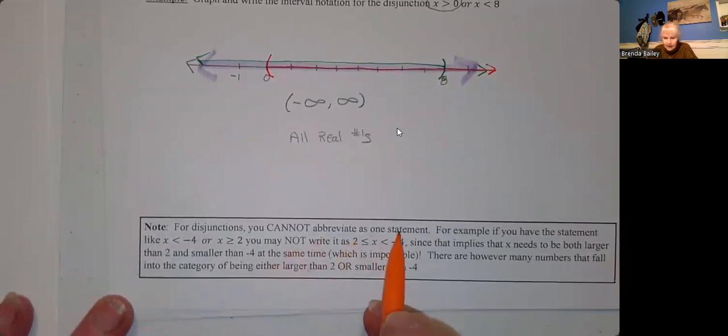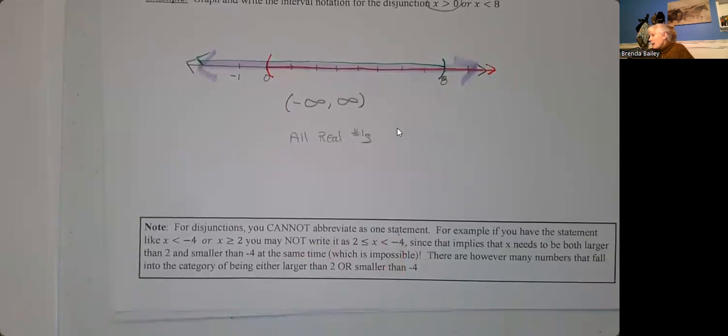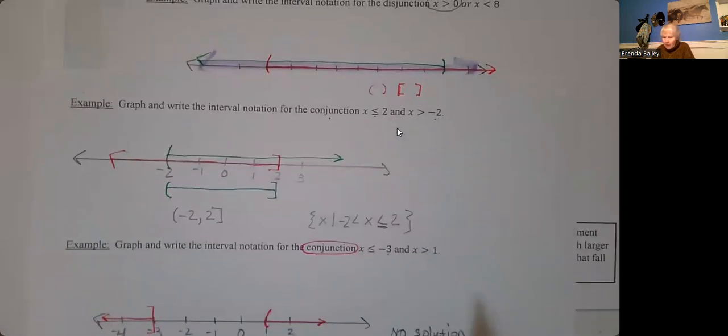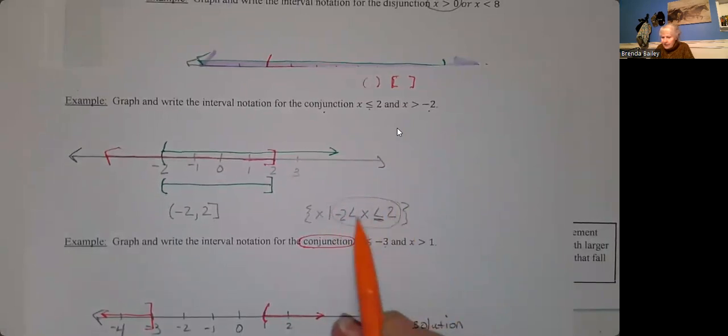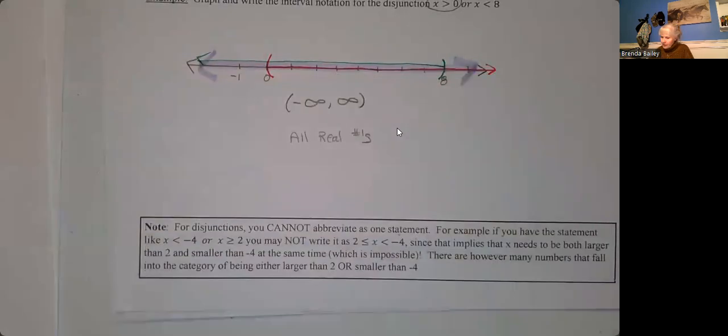Okay, what does this mean? I want to look back. What do they mean by one statement? This is what they mean by one statement when you combine them into something that looks just like this. You cannot use this for a disjunction ever. So when you have a union, you will not write it like this, okay?